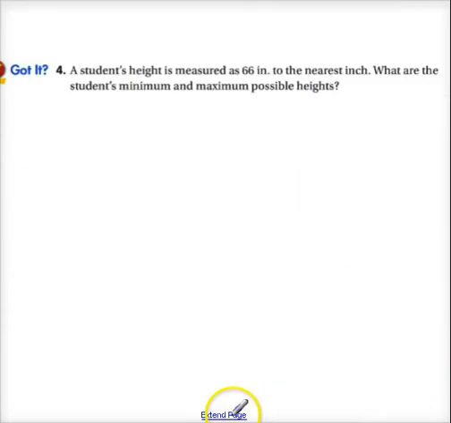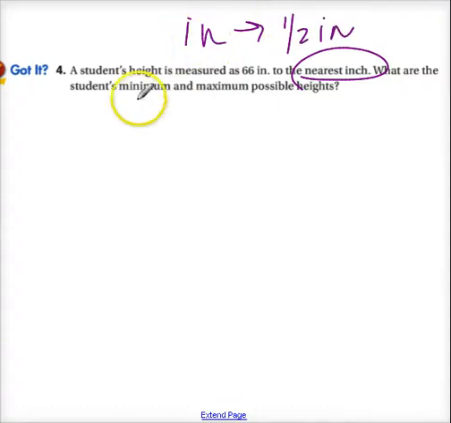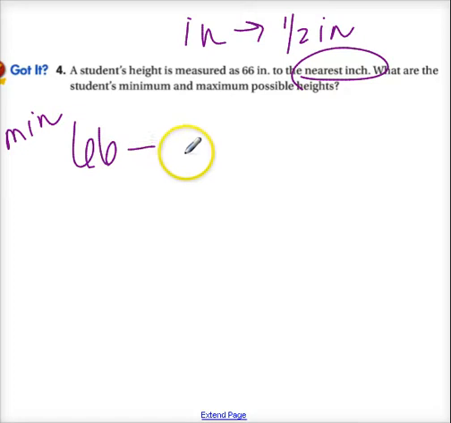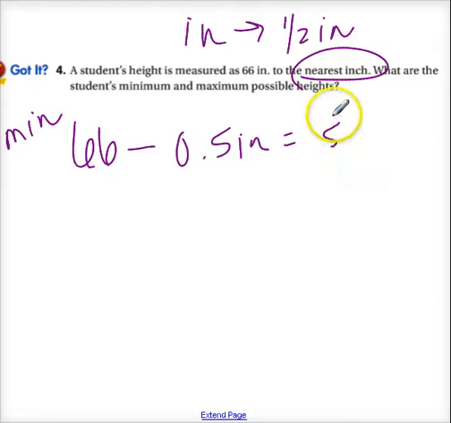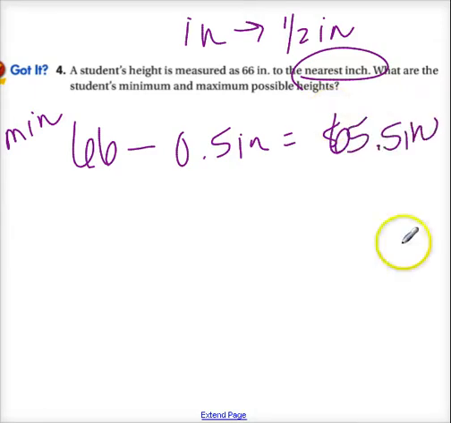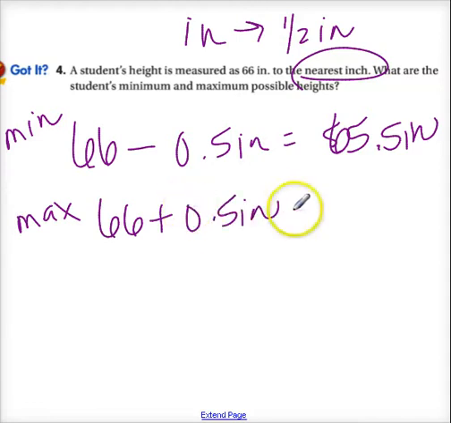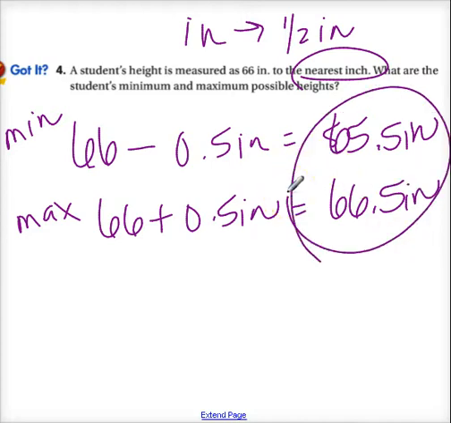I'll do another example. A student's height is measured as 66 inches to the nearest inch. So we're measuring in inches so that I can have error up to a half of an inch, half of my unit. What are the student's minimum and maximum possible heights? So they measured something as 66 inches. Well, my minimum, I'm going to subtract my 0.5 inches, and I get 65.5 inches. And my max, I'm going to take 66 and I'm going to add my amount of error, and I get 66.5 inches. So there's my minimum and there's my maximum.